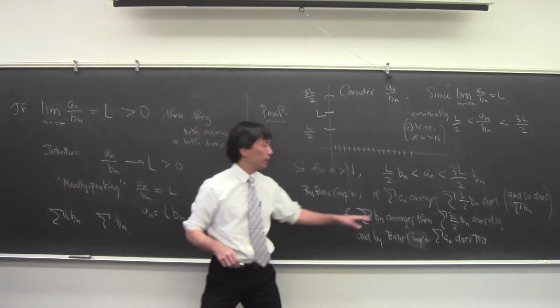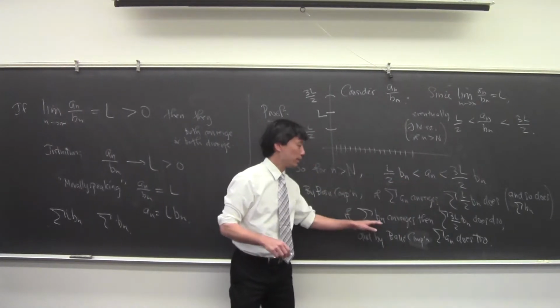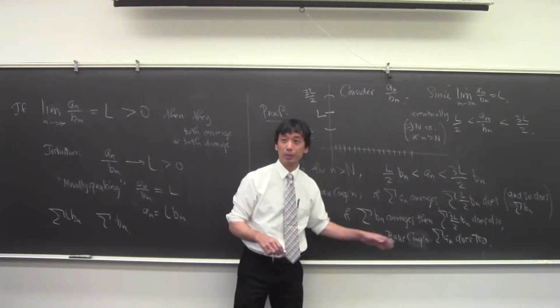So if the sum of the A sub n's converges, the sum of the B sub n's does. If the sum of the B sub n's converges, then the sum of the A sub n's does.